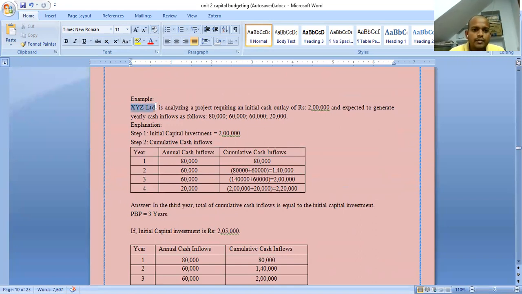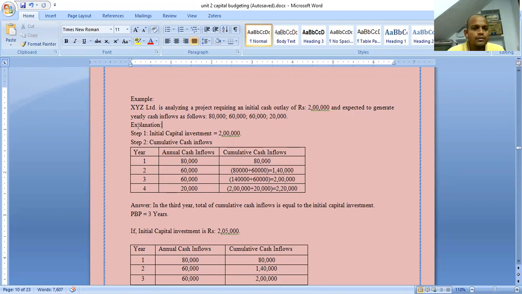XYZ Limited is analyzing a project requiring an initial cash outlay of 2 lakhs. So the investment is 2 lakhs, and it is expected to generate yearly cash flows as follows. The yearly expectations are 80,000, 60,000, 60,000, and 20,000. There are 4 years, so the life of the project is 4 years.